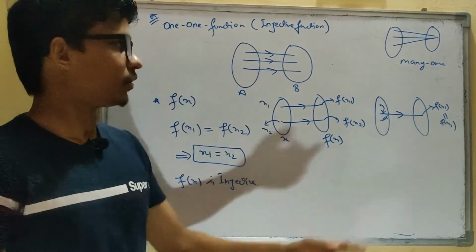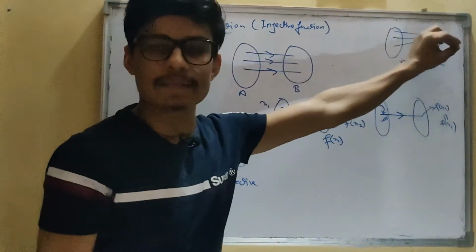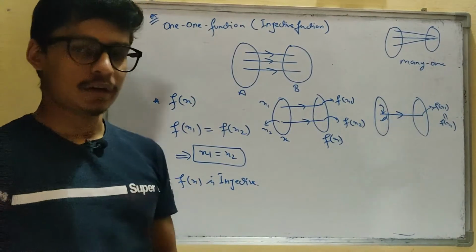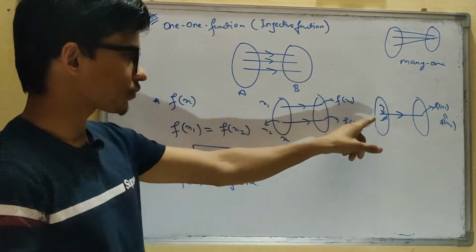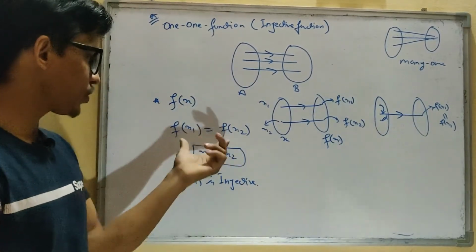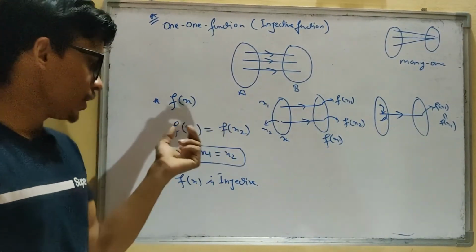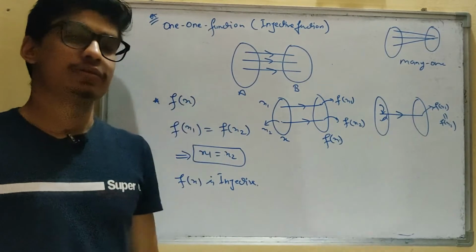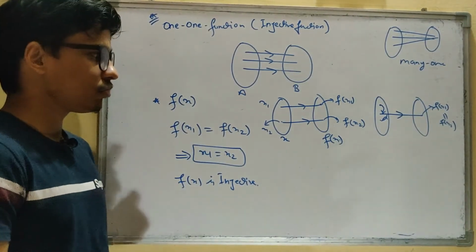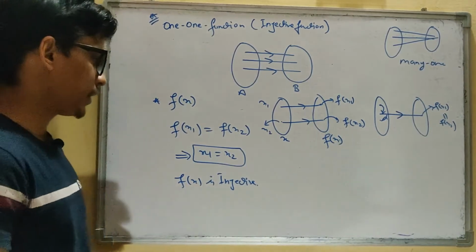So this should happen here also, otherwise it will become many-one. Many-one means two values will have the same thing, and that is not one-one. We are interested in one-one. So x1 and x2 should be equal. If you are solving f(x1) equals f(x2), then this should imply x1 equals x2. Please keep this in mind. Now we will solve some questions, and after that it will be very clear.